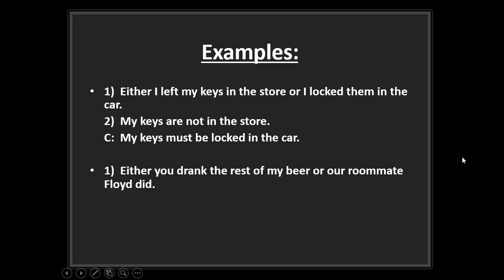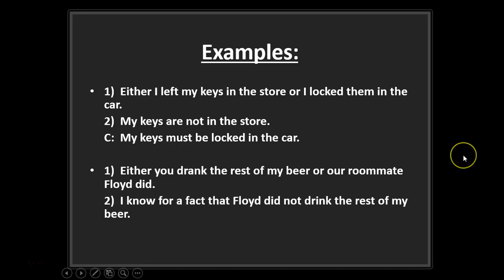Next, either you drank the rest of my beer or our roommate Floyd did. I know for a fact that Floyd did not drink the rest of my beer, so it must have been you. So notice, you've got a disjunct here: either disjunct or disjunct. One of these two things is the case. Well, we know for sure that it's not this disjunct, so it must be the other. Classic argument by elimination, and when these come in this form, the conclusion would follow necessarily.